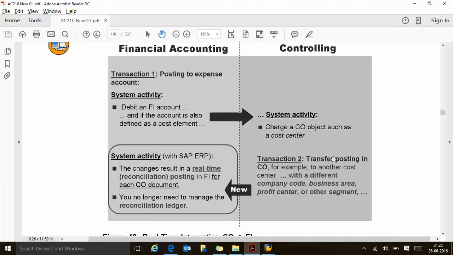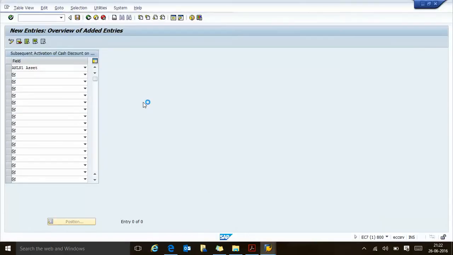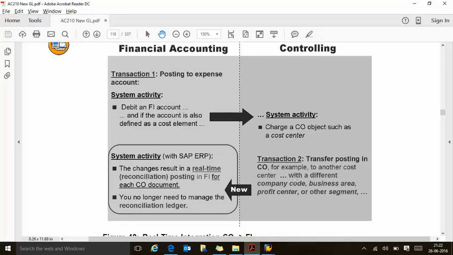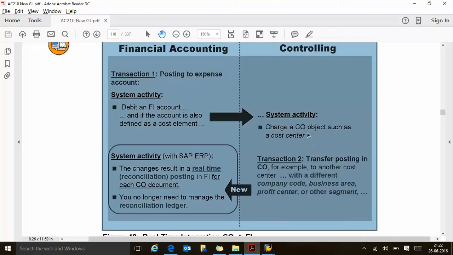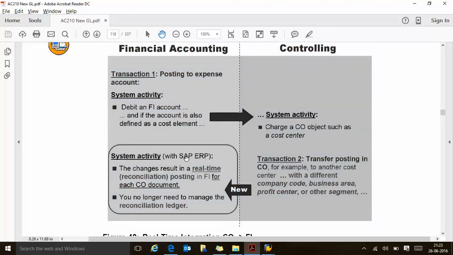Now what happened? Transaction 2, the transfer posting in CO. What happened here? Now for example, you do the transfer posting, you have the amount in cost center X here. Now you send it from cost center X to cost center Y. So here what will happen?